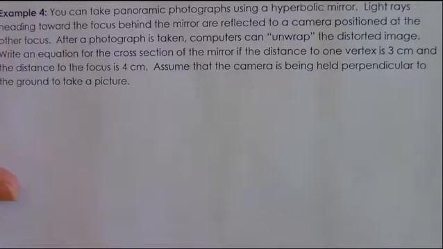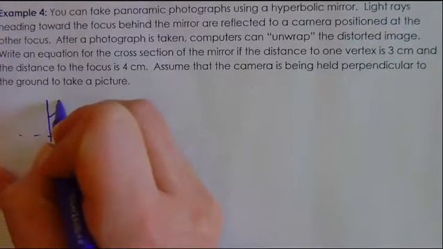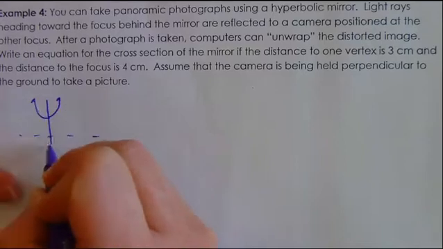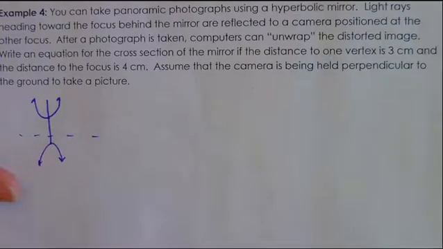Write an equation for the cross-section of the mirror if the distance to one vertex is 3 centimeters and the distance to the focus is 4 centimeters. Assume the camera is being held perpendicular to the ground to take a picture. Okay, so the camera is being held perpendicular to the ground. So what that's kind of telling us is that that transversal axis is perpendicular to the ground. So that's telling us that this hyperbola that we're going to be dealing with is opening up and down. Okay, that's important for us.